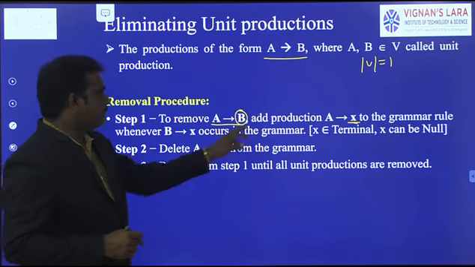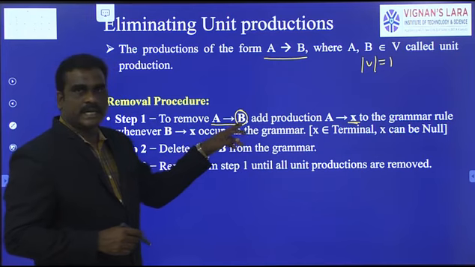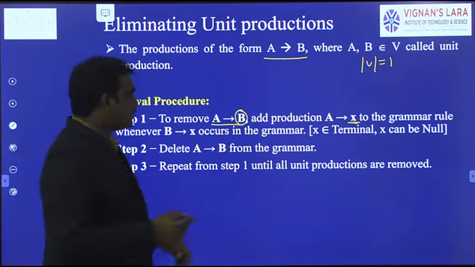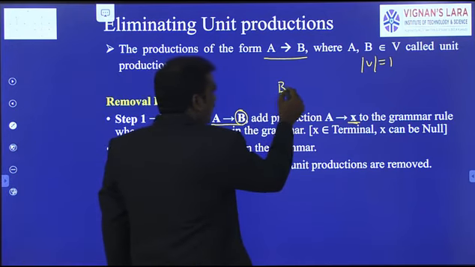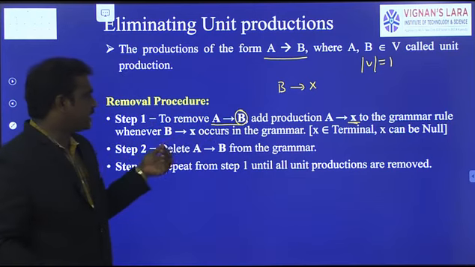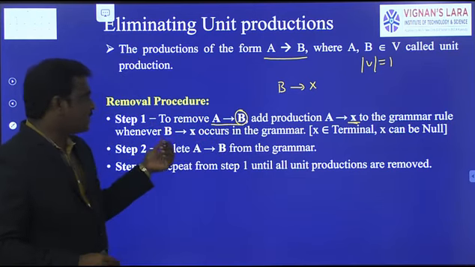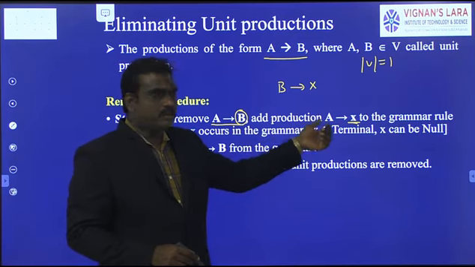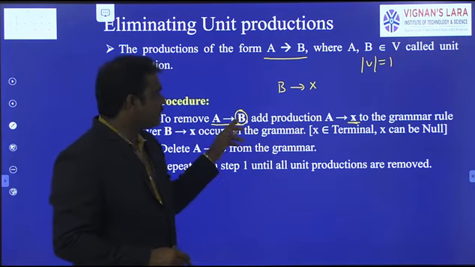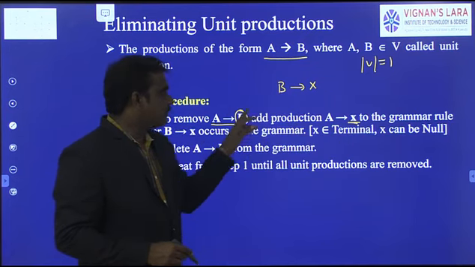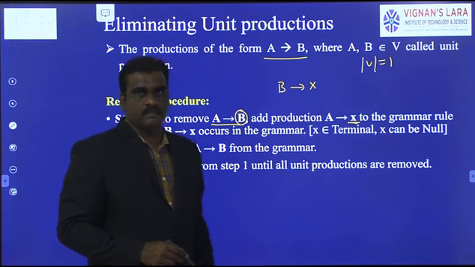Suppose here B is a right hand side symbol and it should be a non-terminal only. Every non-terminal has some production. In this case B is a non-terminal and the production is B to X. Now we have to add like this: A to, instead of B, we can write the B productions as it is.